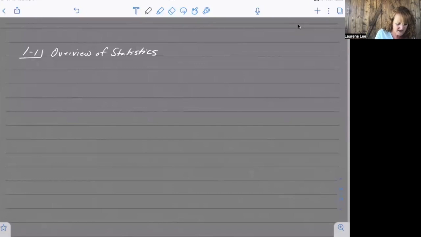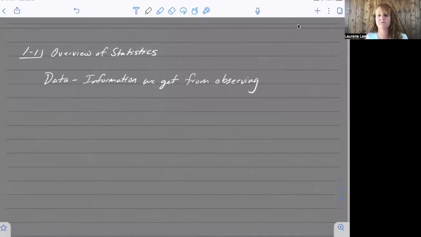First thing we want to define is the word data. Data is all the information we get from observing. But this observing can take a lot of different forms. We could be data collecting. We could actually be handing out a survey. We could be running an experiment. Sometimes it's numbers, sometimes it's not. It's a broad topic to cover, like all of that information that we're gathering in a study.